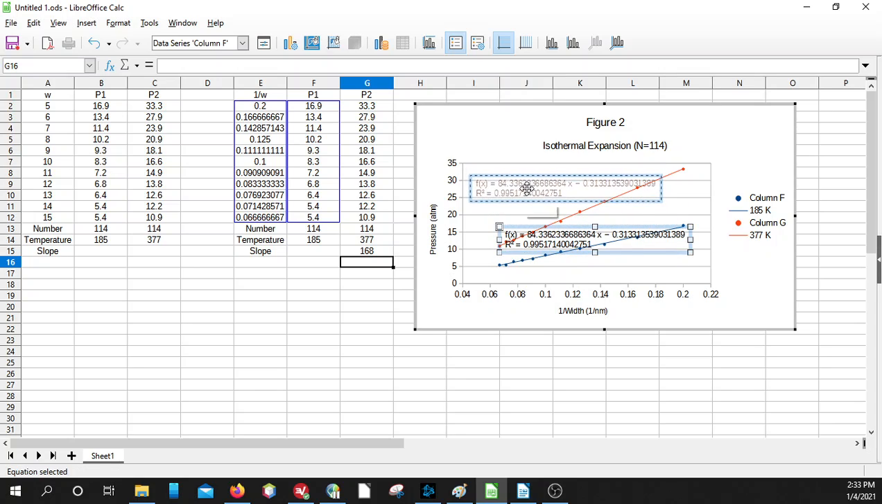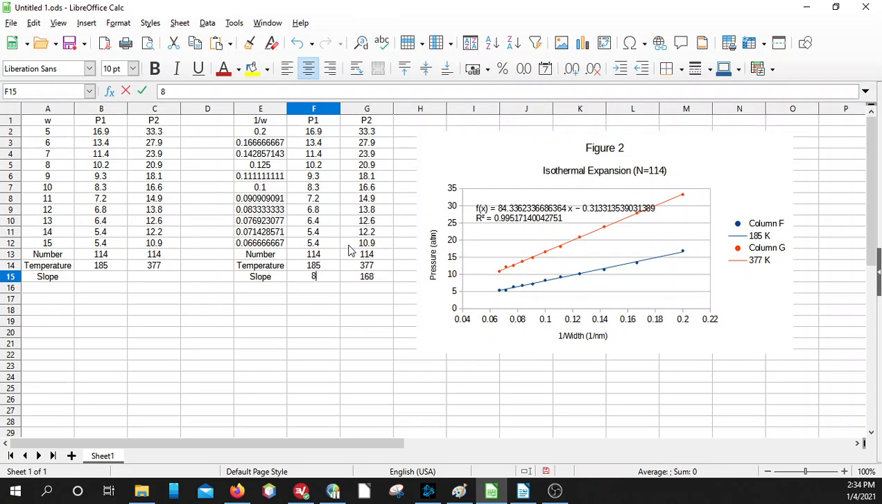So I'm going to move this over. So what we're going to do is write down the slope, 84.3. Check the intercept, 0.31, again reasonable. And I'm also going to record r squared. I'm going to put it somewhere else. I'll just put it here. R squared, 0.995.